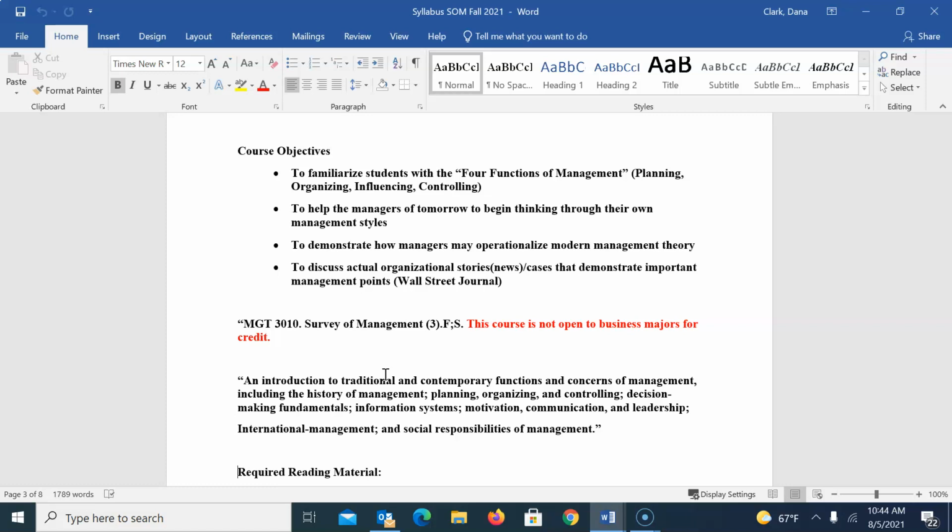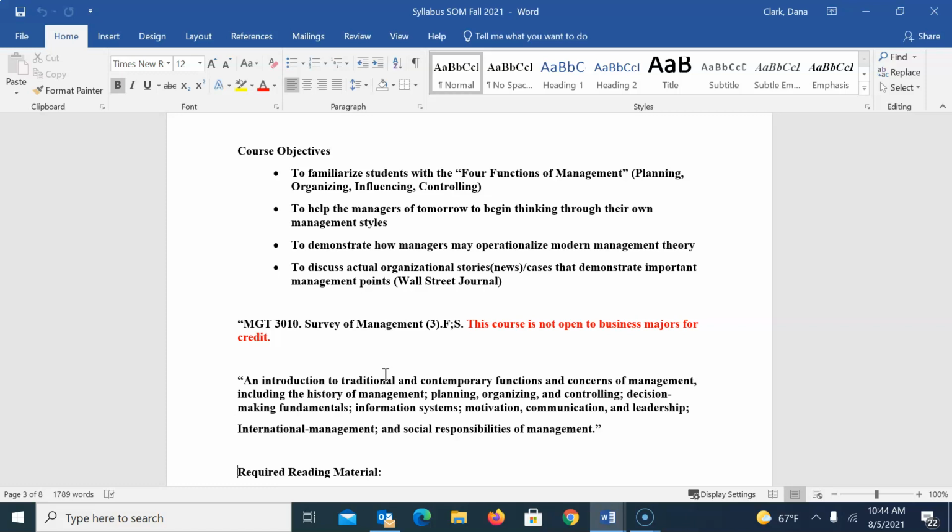We're trying to help the managers of tomorrow, that would be you, to begin thinking through your own management style. There's as many different management styles as there are people. Well, what is your style going to be? You're one of those people who's going to graduate from college, and the societal expectation is you're going to be one of the leaders, which means you're going to have to manage successfully a variety of different types of organizations. Well, what is your management style? What works for you?